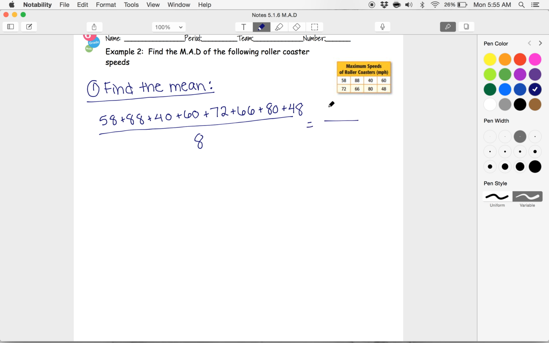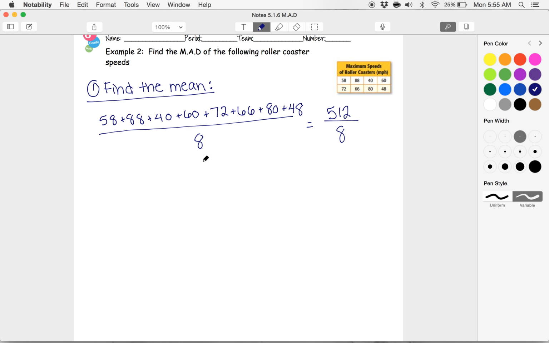All right, let's add these up. 58 plus 88 plus 40 plus 60 plus 72 plus 66 plus 80 plus 48. That's 512 over 8. And again, because I have so many values, I'm going to add it just one more time. 512. So yes, I got the same thing.